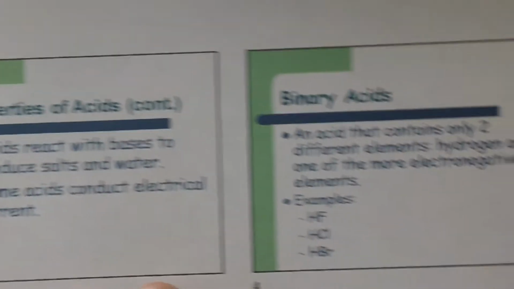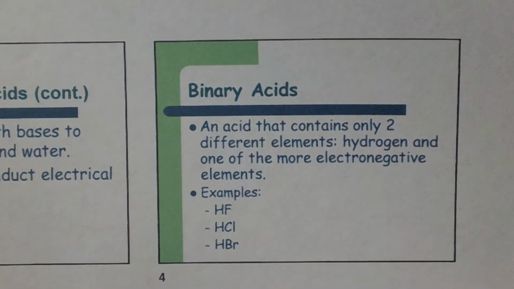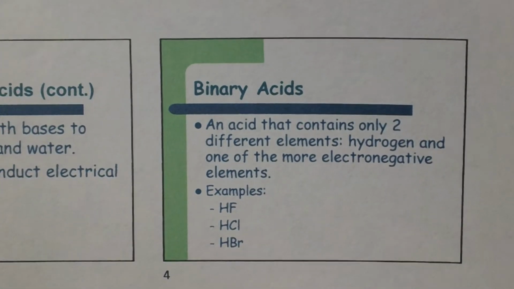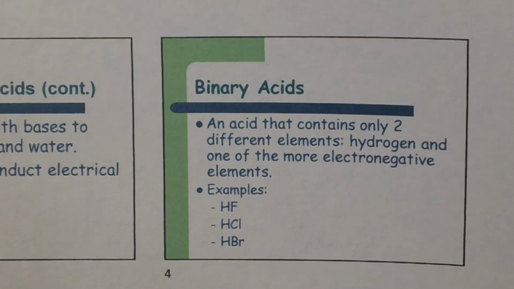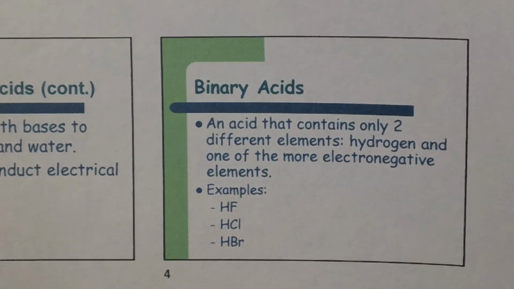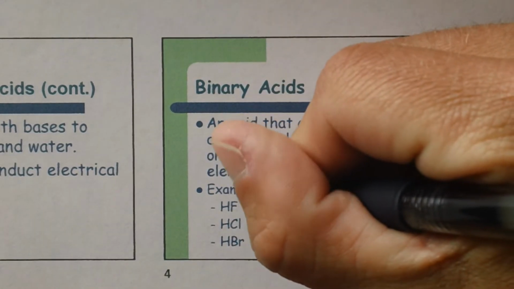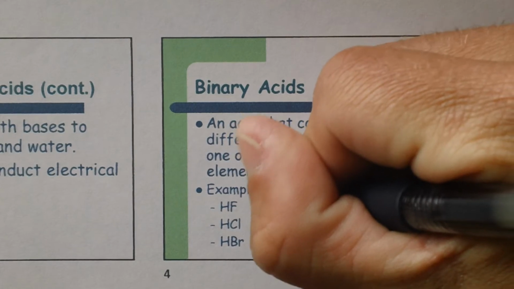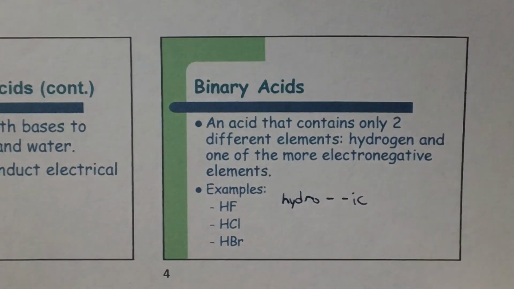Good, we've talked about binary acids. This is just a review of how to name binary and ternary acids, so I'll fly through this with us. An acid that only contains 2 different elements, hydrogen and 1 more element, is a binary acid. These are the ones that all start with hydro and they all end with ic.